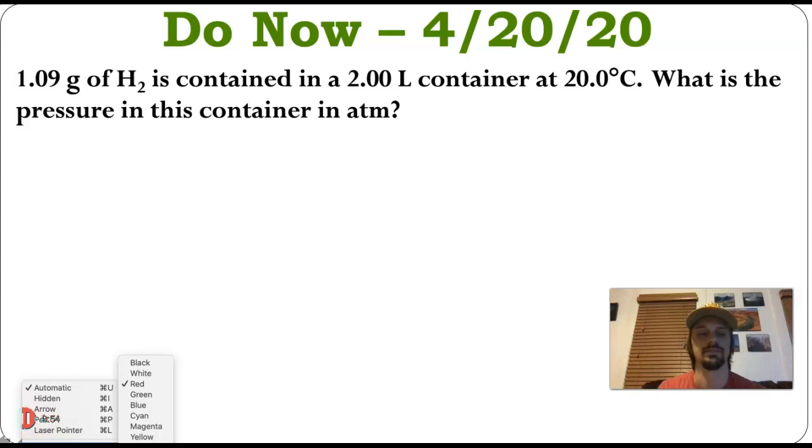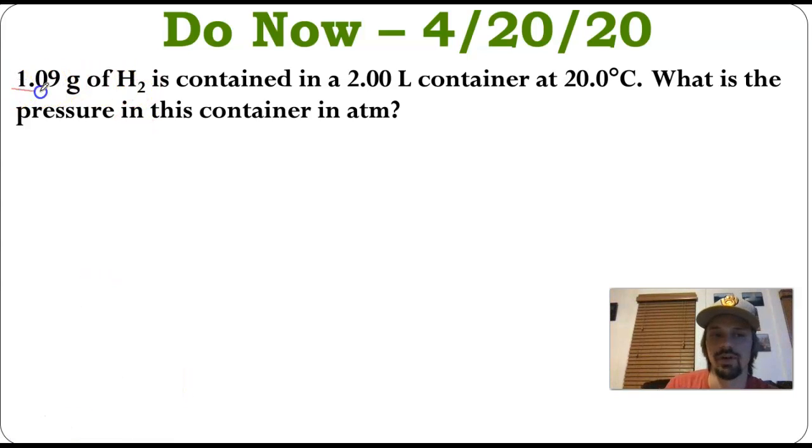All right. So, remember what I like to do is underline my variables. 1.09 grams of hydrogen is not a variable in PV equals nRT, but it is used to get the variable n, moles. 2 liters is volume. 20 degrees Celsius is temperature, but remember that temperature needs to always be converted to Kelvin. What is the pressure in ATM? So I'm looking for P.